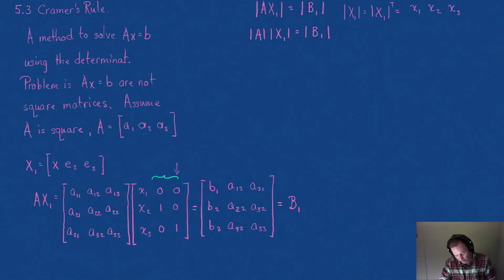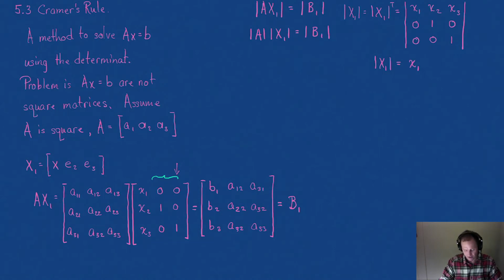Then the second column becomes the second row, 0, 1, 0. The third column becomes the third row, 0, 0, 1. Oh, and look at that. The determinant of a diagonal matrix is very simply the product of the diagonal. So that just says that the determinant of x1 is the first component of the vector x. Wow, there it is.